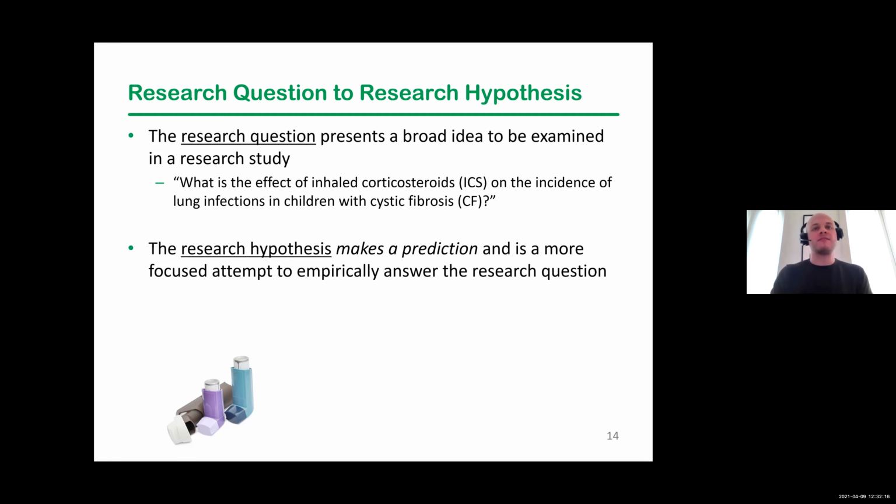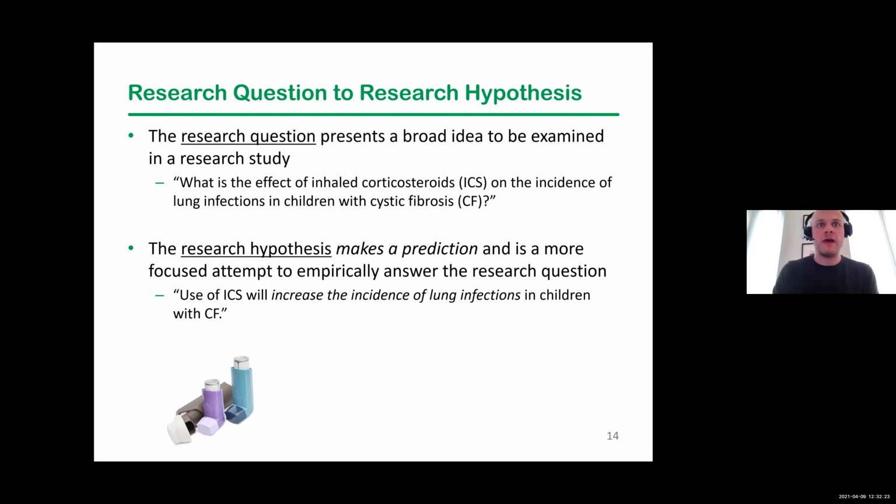The research hypothesis makes a prediction and is a more focused attempt to empirically answer the research question, right? So in the previous question, we simply asked, is there some relationship between ICS and lung infections? In the research hypothesis, you say, use of ICS will increase the incidence. You're making a prediction. You're saying ICS is bad. Inhaled corticosteroids increase the incidence of lung infection in children with CF. That is now your question turned into a hypothesis that we can start thinking about testing.